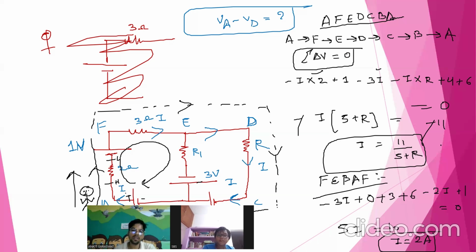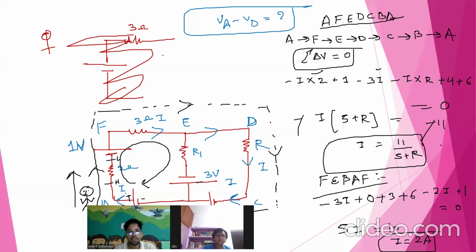Any doubt? Understood. So, sir, I think this point is clear to you. What is the value of this I? 2 ampere. By this way, I'm getting the answer. In the earlier way I would get the answer in terms of 5 plus R, but that method is very long. So make sure you choose the loop wisely. Clear? So I'm telling all, this is the way wherever you will commit mistakes. Okay? You got it?